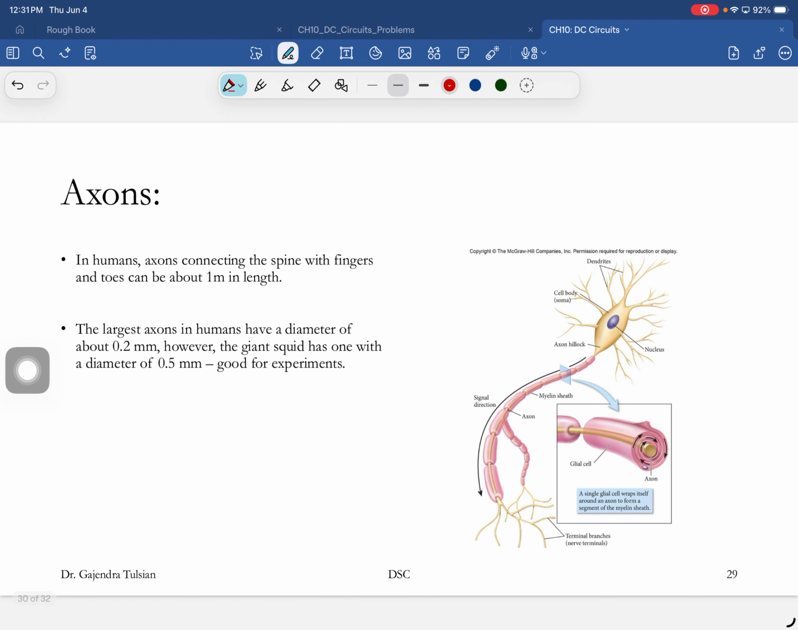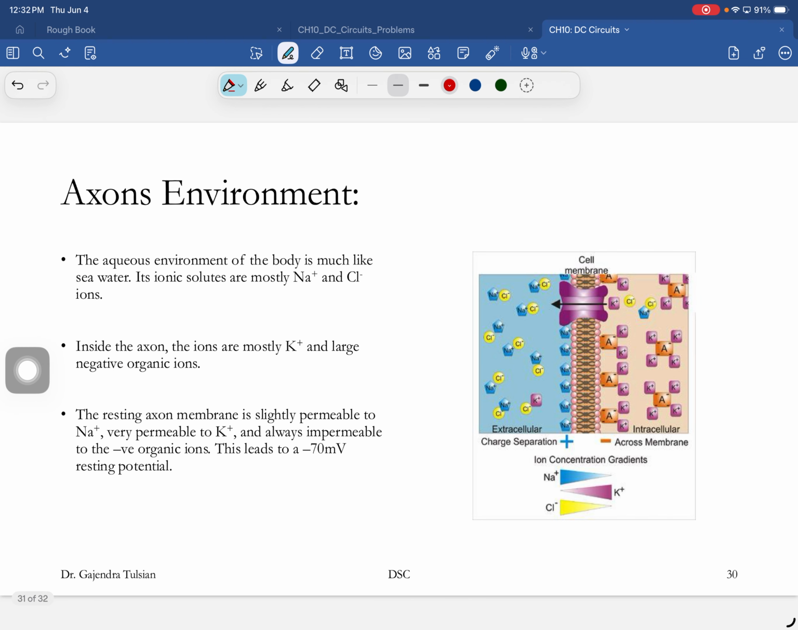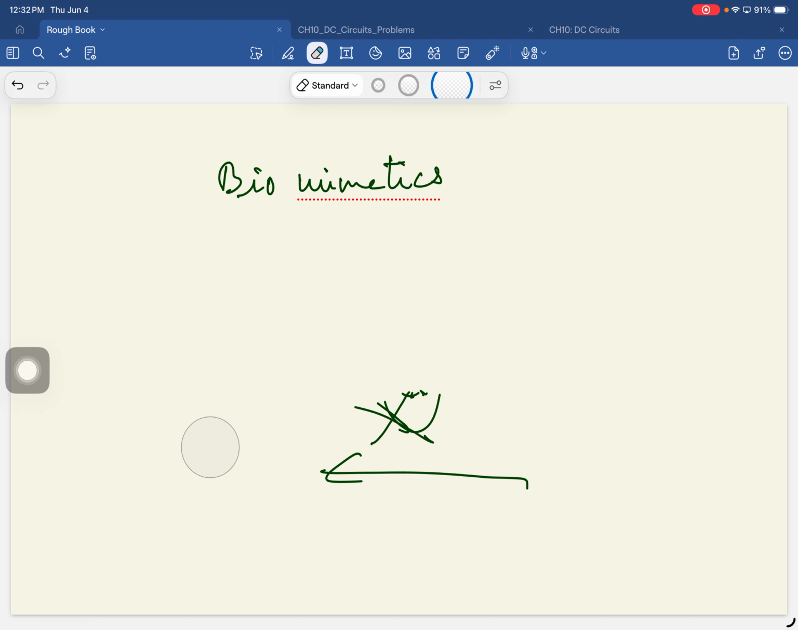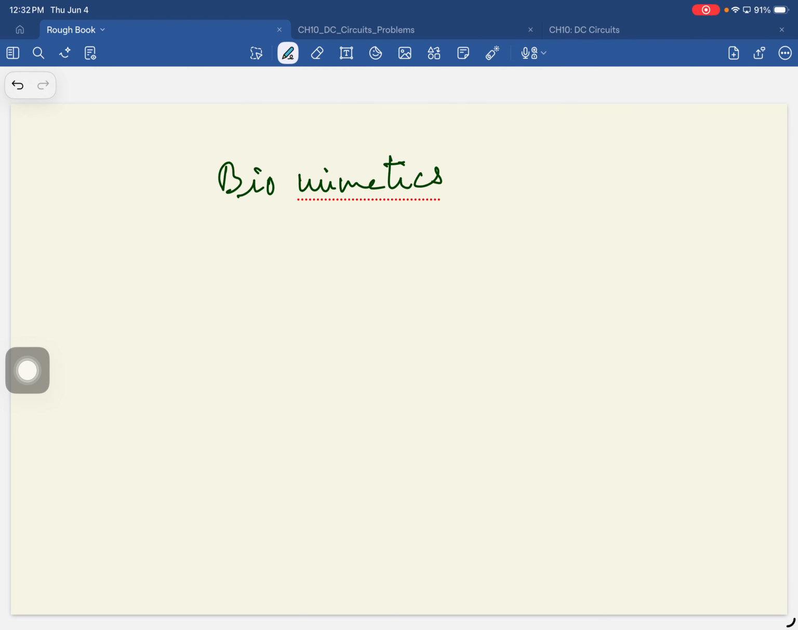All right, so I'll keep things simple. The first thing we'll do is, I'm going to draw different kinds of diagrams.